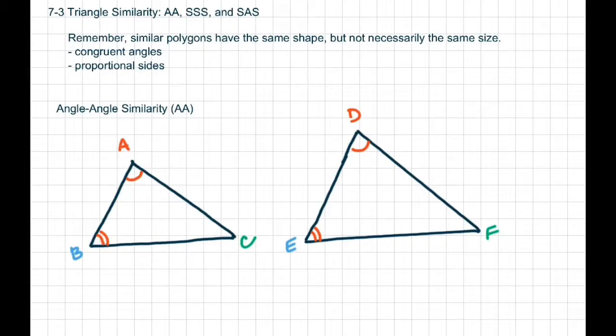Today we're going over 7-3, and that's Triangle Similarity. So, we learned before that polygons are similar. We're just focusing on triangles, but polygons are similar if they have the same shape, but not necessarily the same size. So, the true requirements are congruent angles and proportional sides.